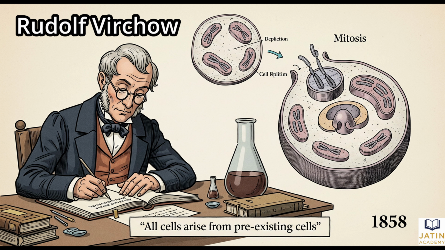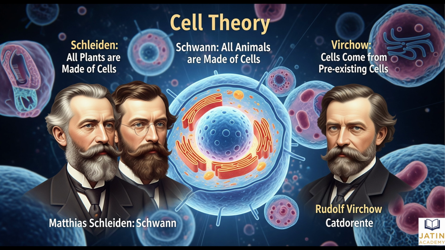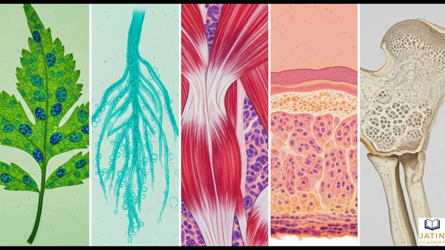In 1858, he added the most important piece to the theory. He said, all cells arise from pre-existing cells, meaning no cell comes out of nowhere. It is always formed by the division of an existing cell. The combined ideas and discoveries of these three formed the cell theory, which is still considered the foundation of biology today.